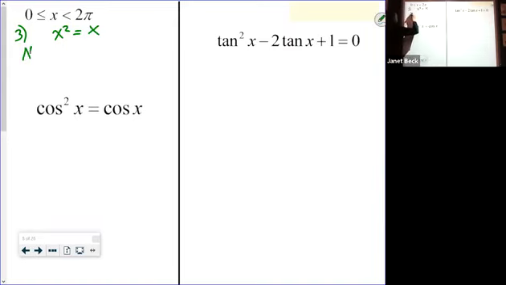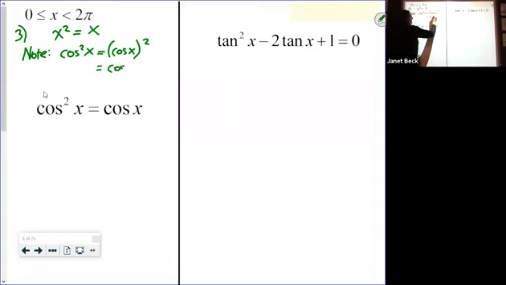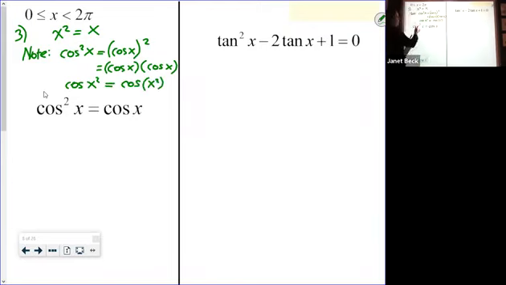Note: if you see written cos squared x, what that means is the cosine of x, squared. It means the cosine of x multiplied by the cosine of x. We cannot write it like this, because that means the cosine of just the x being squared. That's not what we're talking about. That's why we put that little squared symbol here.